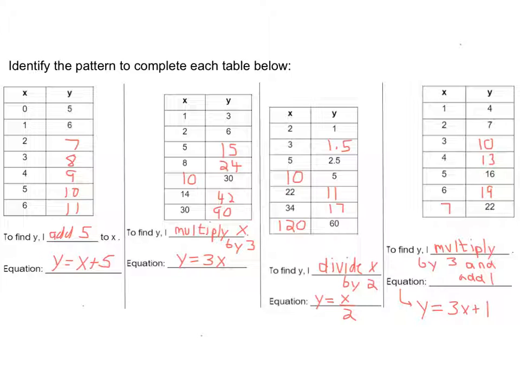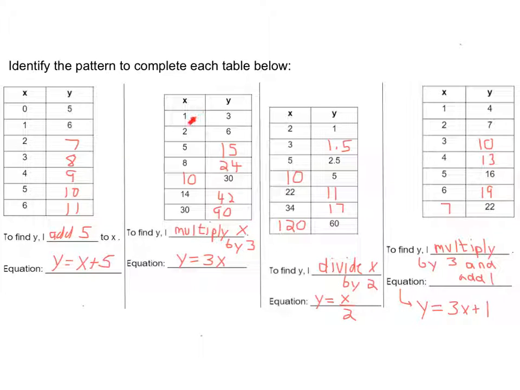All right, so here are the answers. And the first one wasn't too bad. I think you can see that you're adding 5 each time to get to the right answer. And the equation then is y is equal to x plus 5. Every time we add 5 to x. So we have a nice equation, y equals x plus 5.